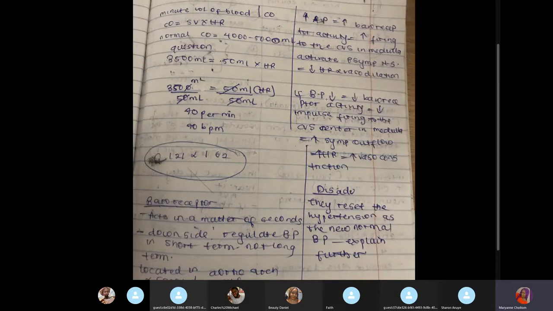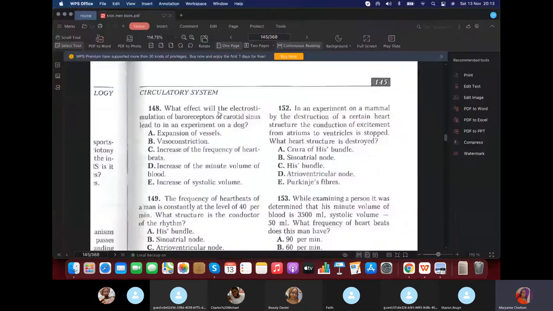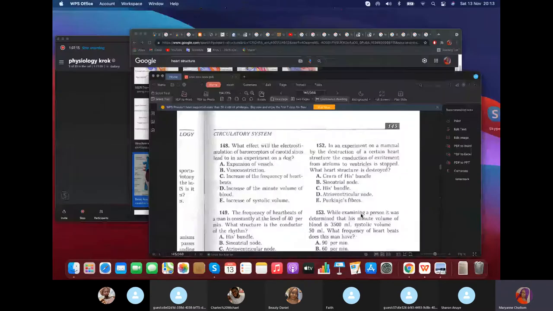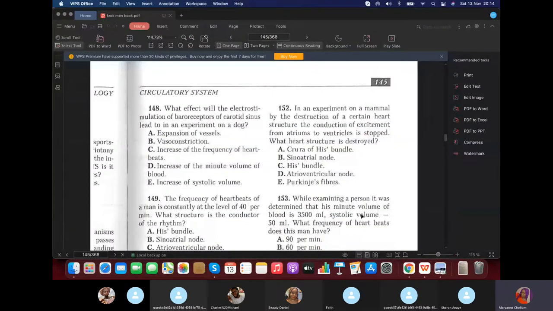because it's like your body's about to die. It's like, what's going on? Do you get it? So here they told you, what effect does electrostimulation of baroreceptor have. If they told you it's electrostimulation, it's like irritation. So they are stimulating it. So there's more firing. If there's more firing, what will be the result? The parasympathetic nervous system will be activated. If the parasympathetic nervous system is activated, there's supposed to be a decrease in blood pressure.